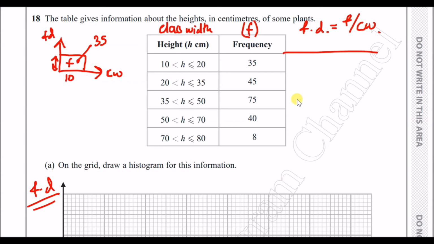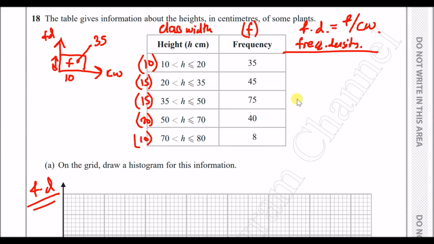So let's do it right now. Let's work out the frequency density for all these values so we can plot them into the histogram. I'm going to put in brackets next to each the class width, how wide it is. So between 10 and 20 has a class width of 10. Between 20 and 35 has a class width of 15, because you subtract. 50 take away 35 is 15 again. This one is 20, and the difference between 70 and 80 is 10.